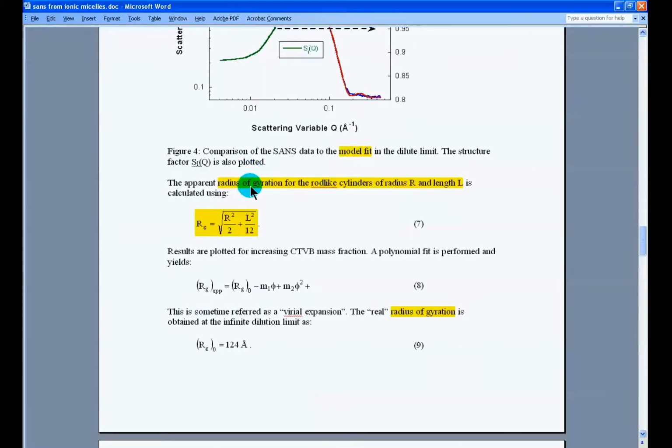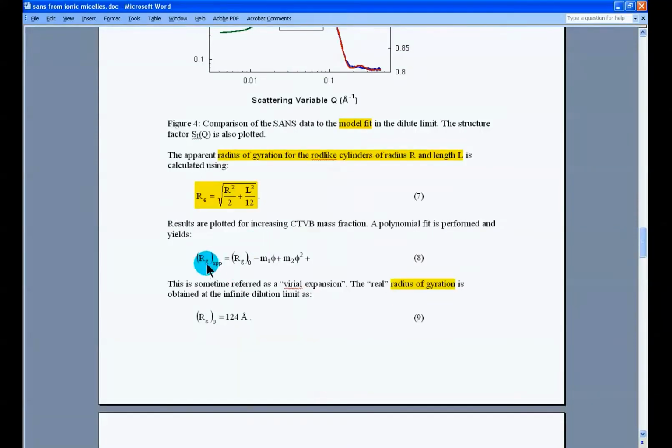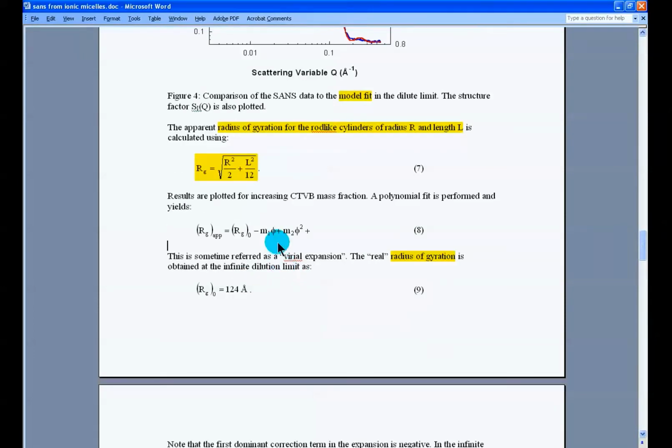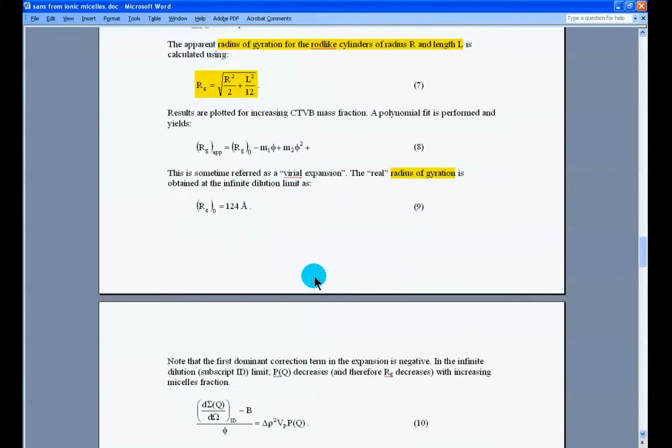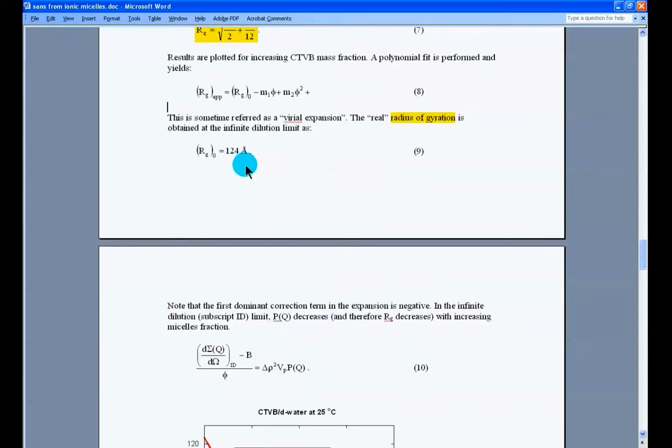One can also estimate the radius of gyration of the rod-like cylinders, radius R and length L. The radius of gyration is given by this, in other words, the square root of R squared over 2 plus L squared over 12. We had seen this once before. So the apparent radius of gyration at fixed volume fraction can be extrapolated to zero volume fraction here. This is called the virial expansion, to obtain the true radius of gyration. And the infinite dilution limit is about 124 angstroms.